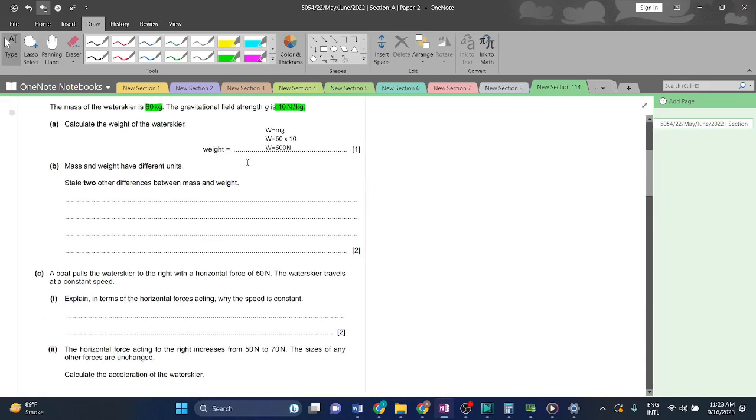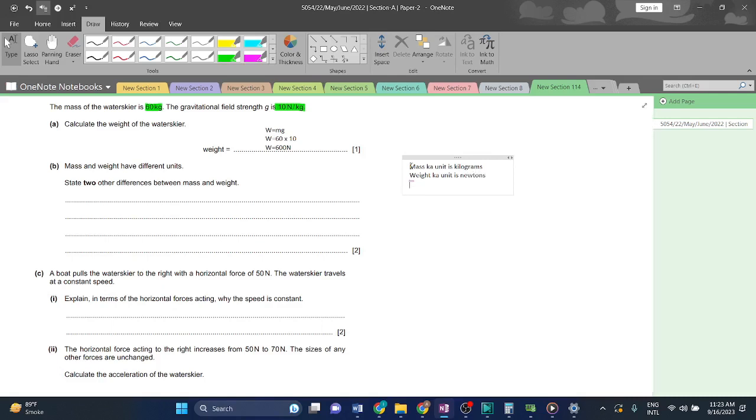Mass and weight have different units. State two other differences between mass and weight. The unit of mass is kilograms, while the unit of weight is newtons. Now, if that's out of the way, let's go into further differences.